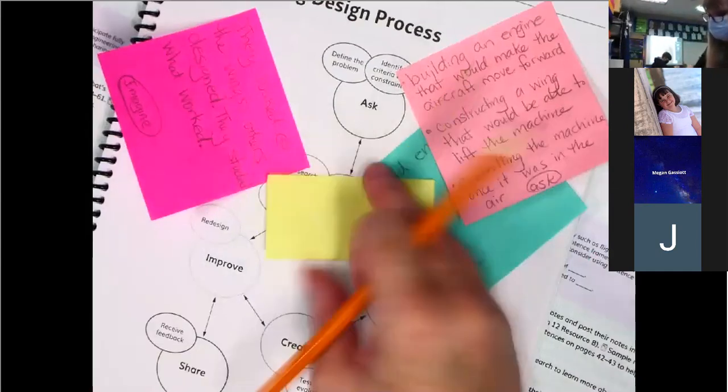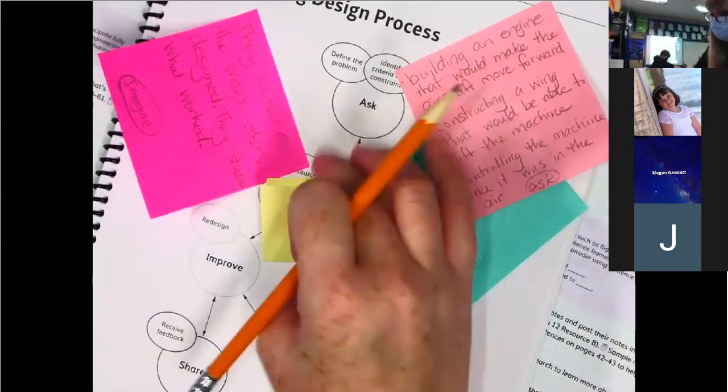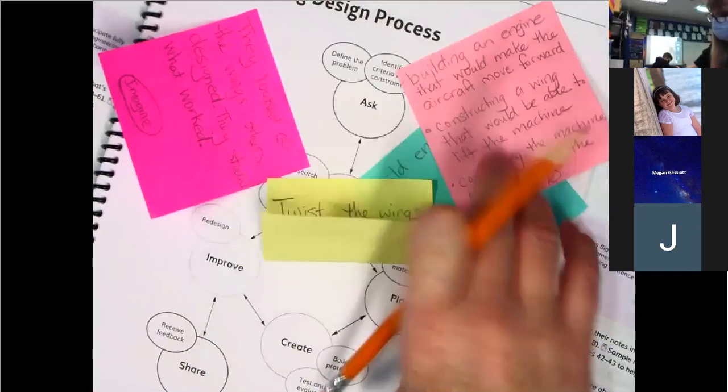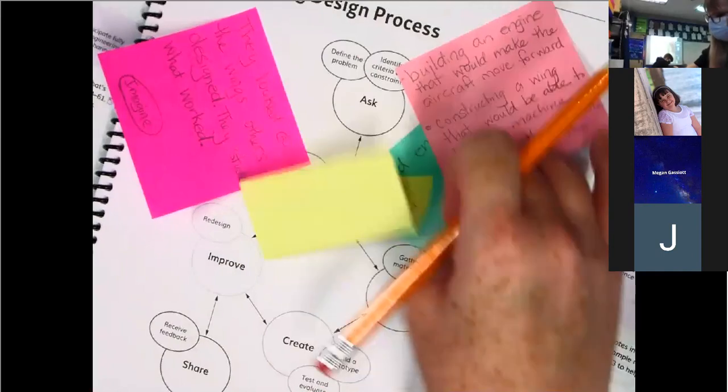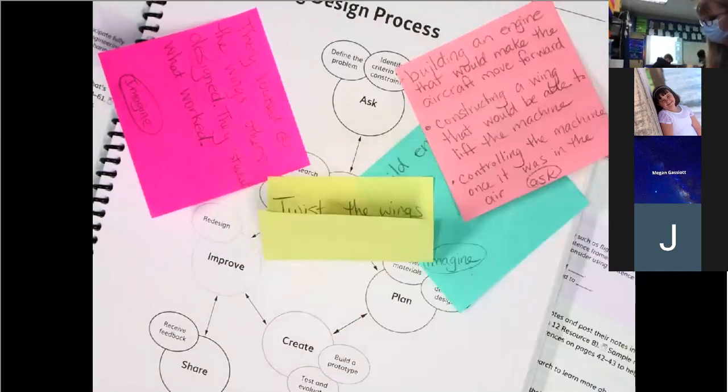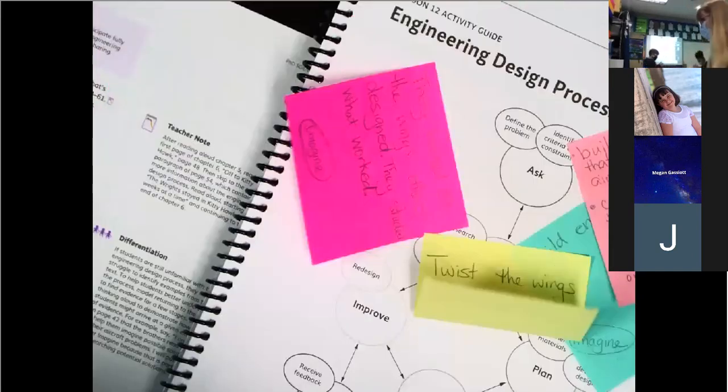So far we've found elements of the ask and imagine steps. The plan step has to do with gathering materials and generating a detailed design. Create has to do with building a prototype, testing and evaluating it. Improve has to do with going back and redesigning things. And share has to do with receiving feedback. Okay, guys? So those are the other steps we're listening for as I read, okay? All right.